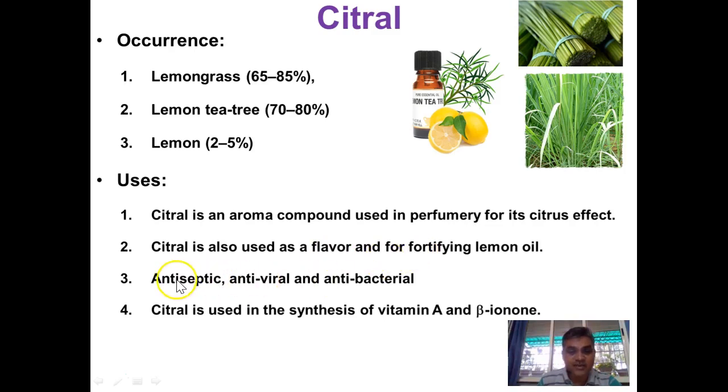It also has medicinal properties like antiseptic, antiviral as well as antibacterial. From a synthetic point of view, citral is used as a starting material for the synthesis of vitamin A as well as beta ionone. Beta ionone has useful applications in the perfume industry.